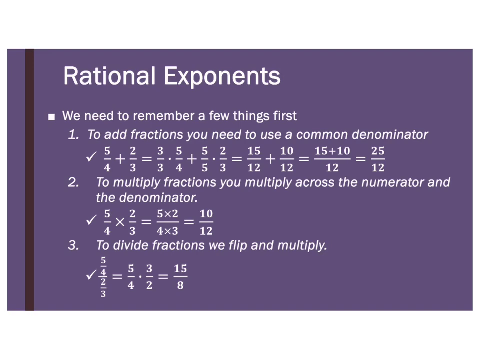Rational exponents. We need to remember a few things first. To add fractions, you need to use a common denominator, right? This is for addition only. Now, when we do that, to get that common denominator, we take the 3 that's down here and we multiply it by both sides. See, that's why we now have a 3 over 3 here. Because we're multiplying it by 1, so it doesn't change the value. We take this 4 and multiply the other one.